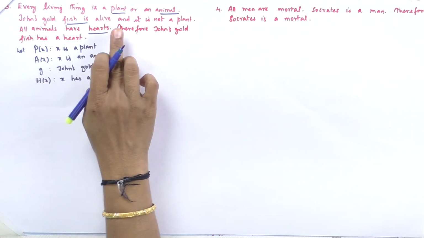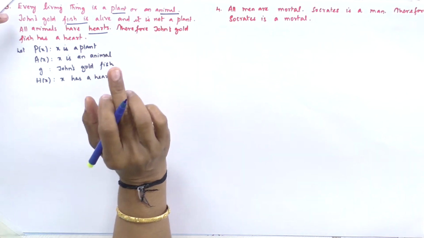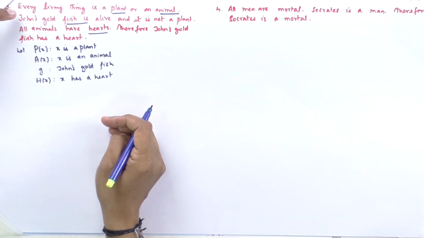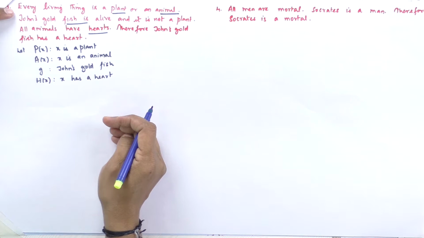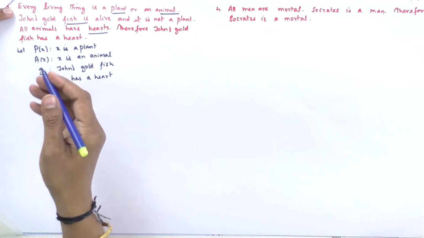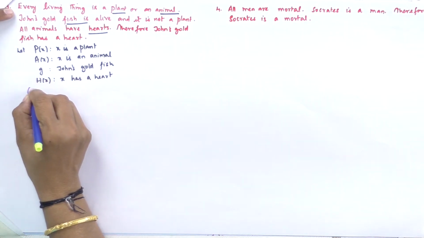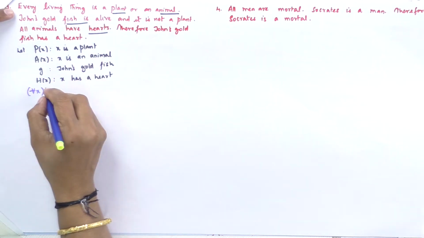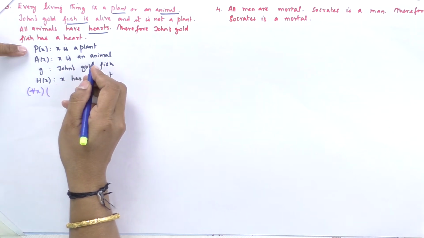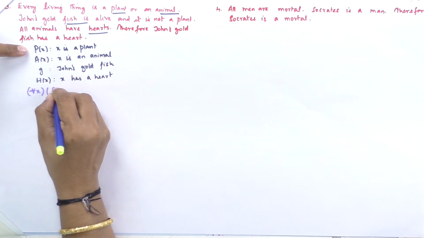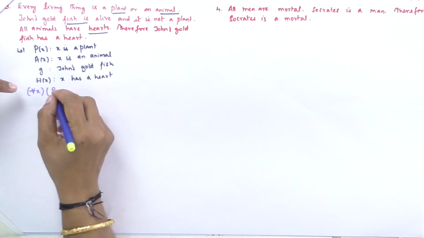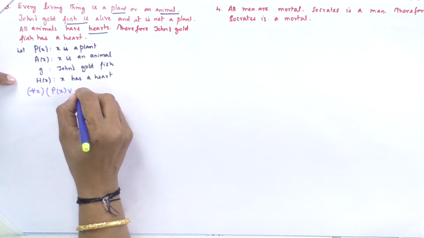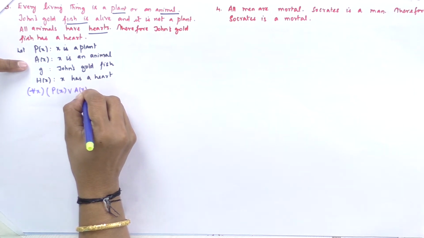Every living thing is a plant or an animal. What is a suitable quantification we will make use of here? It is the universal, because we have the word every, so it is true for everything. Which means that for all x, every living thing is a plant or an animal. P of x is a plant, A of x is an animal. So x is a plant, which is a living thing, right? So P of x, or, here I have a disjunction, A of x.